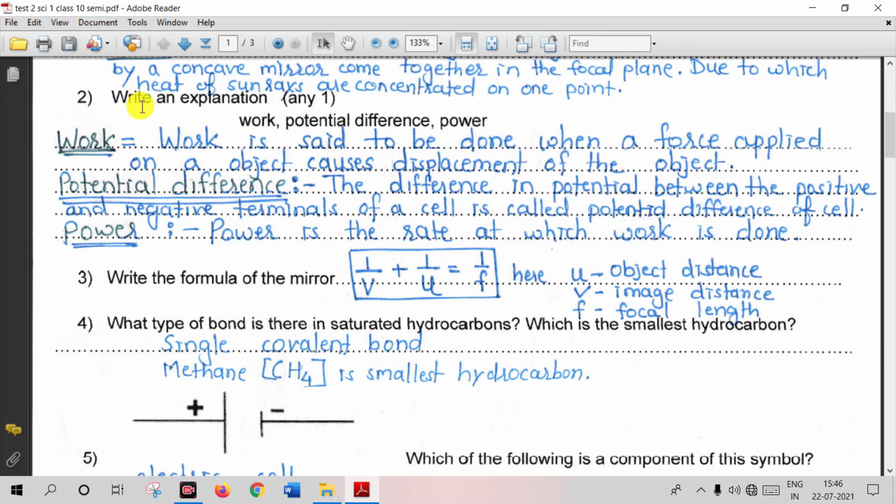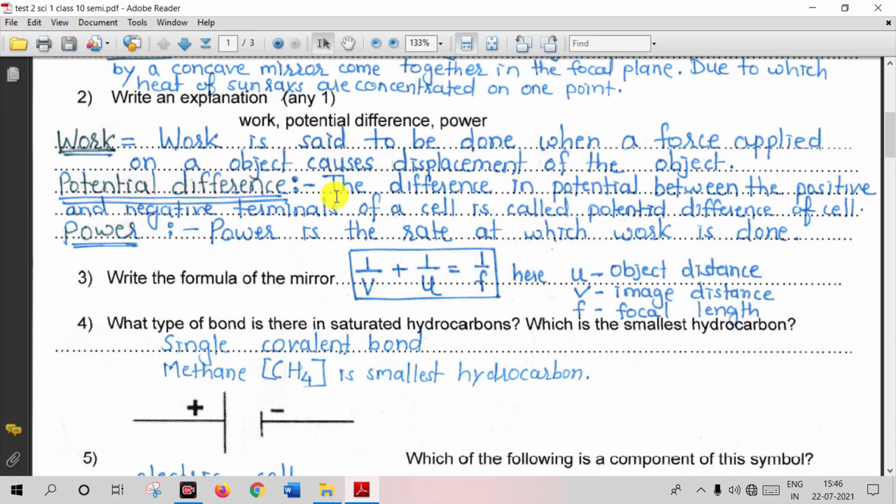Second, write an explanation, any one. We have been given 3 definitions: work, potential difference and power. You have to write only one definition. Work, and its definition is, work is said to be done when a force applied on an object causes displacement of the object.